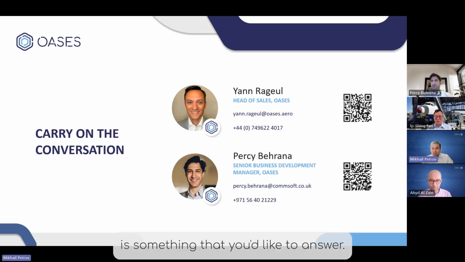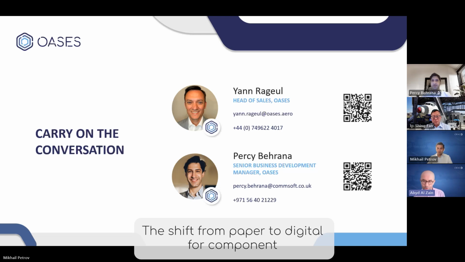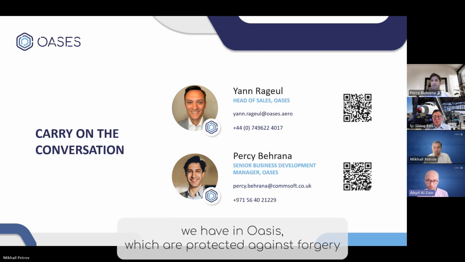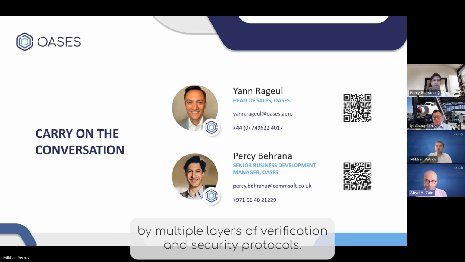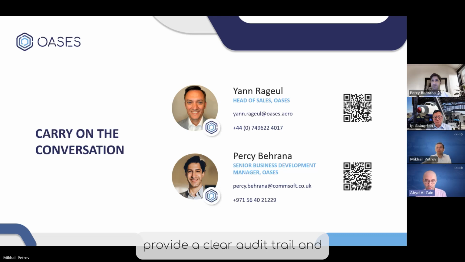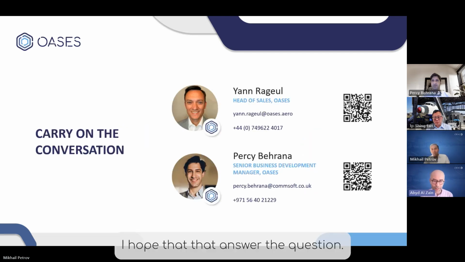Abid, is this something that you'd like to answer? Yeah, I can answer that one. It's a great question, really. The shift from paper to digital for component certification is addressed through the digital e-signature we have in OASES, which is protected against forgery by multiple layers of verification and security protocols. And that will differ from the paper-based certificate: the digital signature provides a clear audit trail and is significantly harder to tamper with. I hope that answered the question.